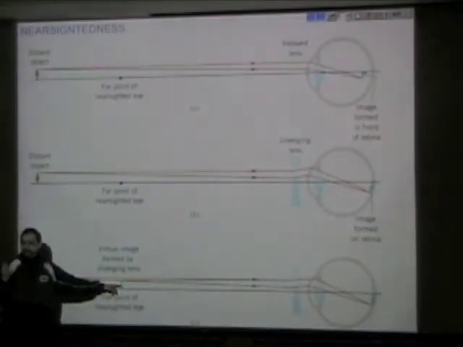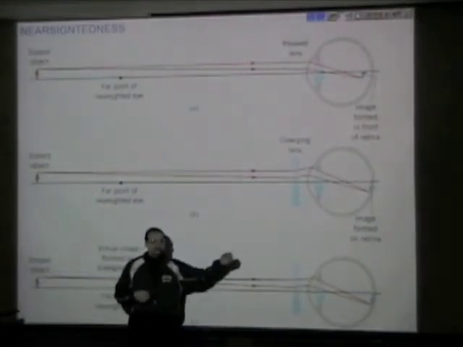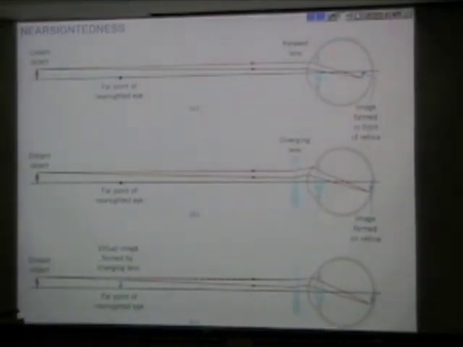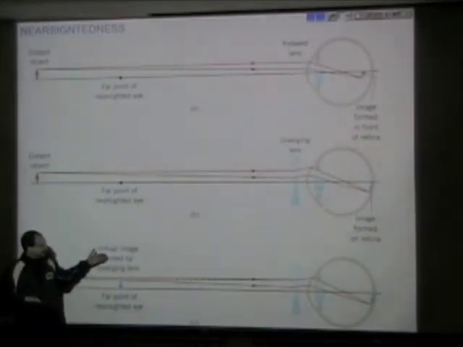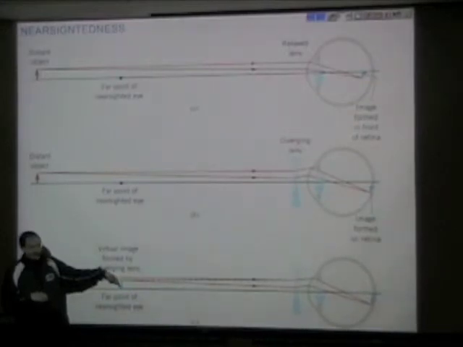A different person might have a different far point depending on this distance. Some persons might use a very strong lens, some not so strong. So what we want is to take that distant object, which is at infinity, and form its image at this point. Of course, this has to be a virtual image because it is a divergent lens.